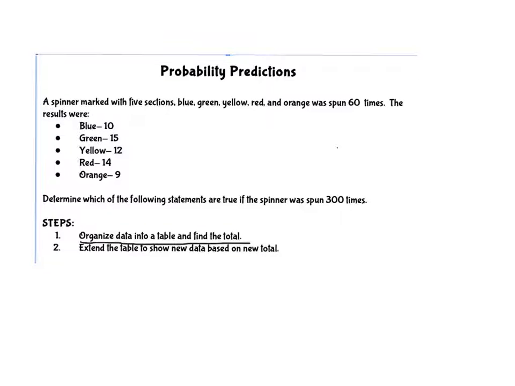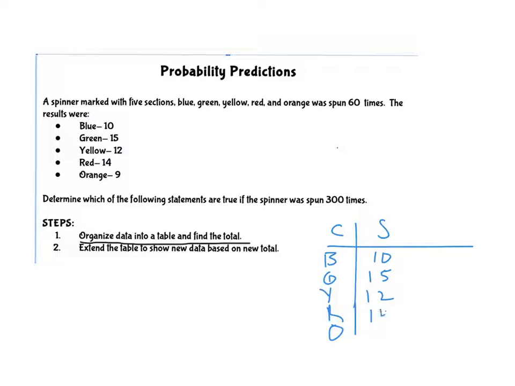So if I was looking at the table, and I'm going to abbreviate, we have colors: blue, green, yellow, red, and orange, and spins. So again, just organizing my data in a table format, from a list to a table. And the total, if you read the problem, is in there: it is 60. If we add all these up, it adds up to 60.